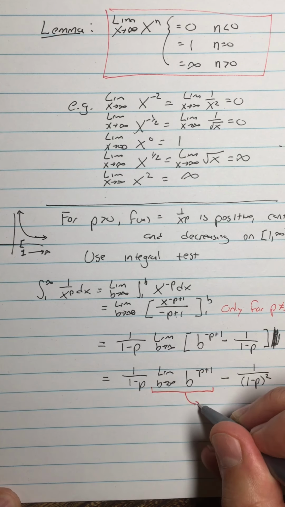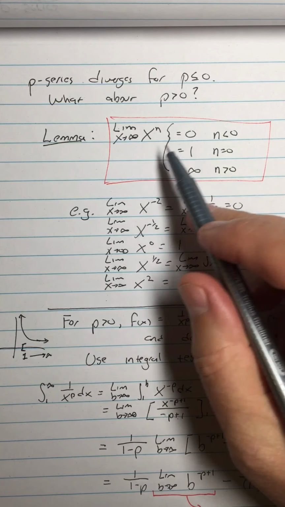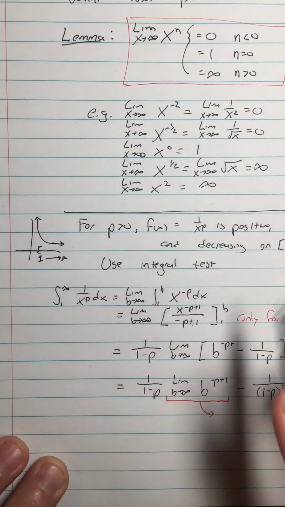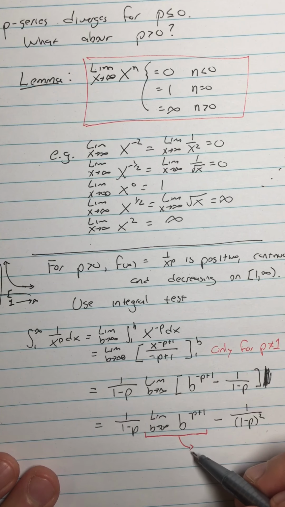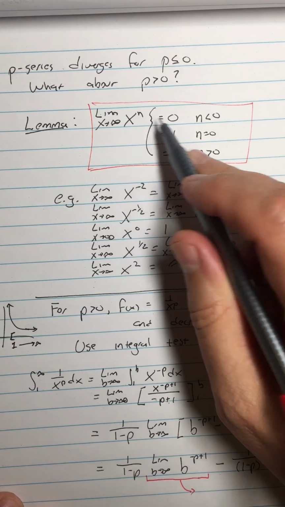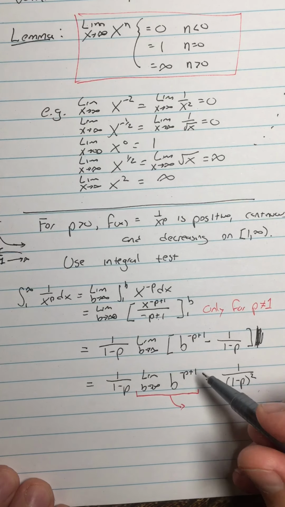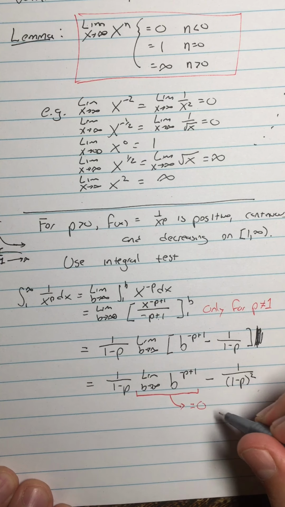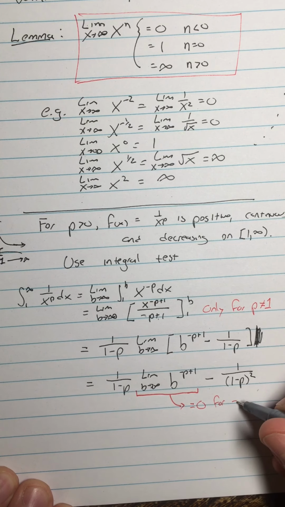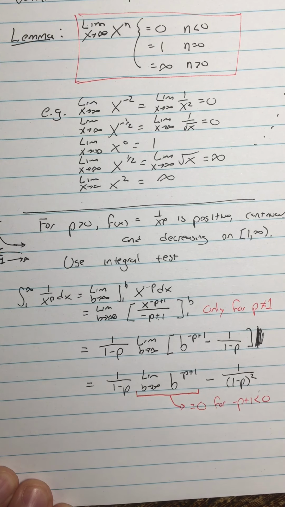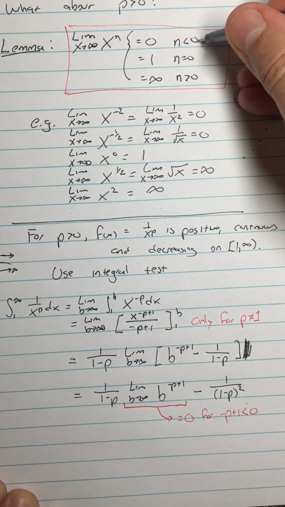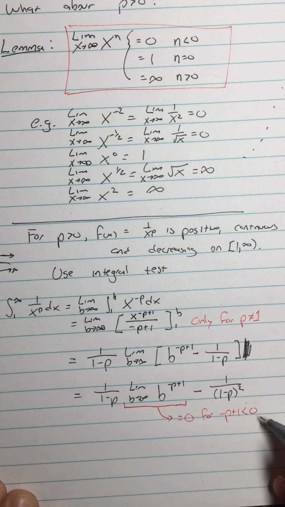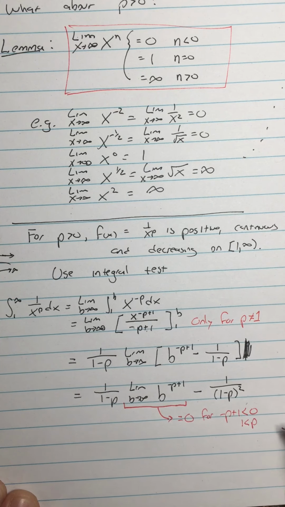All right. But this limit is one of these, right? Because the limit as x approaches infinity of x to the n. The limit as b approaches infinity of b to the negative p plus 1. All right, so this limit is going to be 0 if the exponent is less than 0. The exponent is negative p plus 1. So this equals 0 for negative p plus 1 less than 0. All right, so if the negative p plus 1, which is our exponent, is less than 0, then the limit is 0. So this limit is 0 if negative p plus 1 is less than 0, which is the same as saying p is greater than 1.